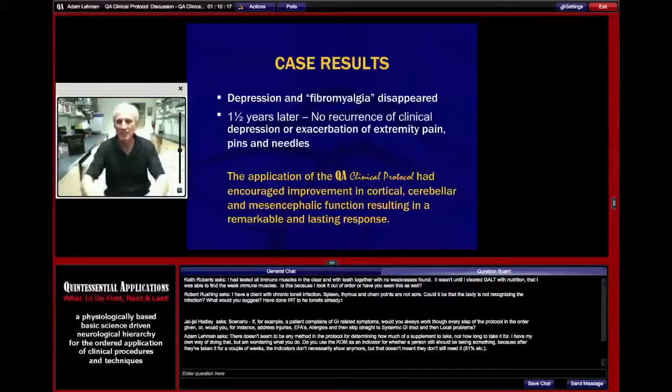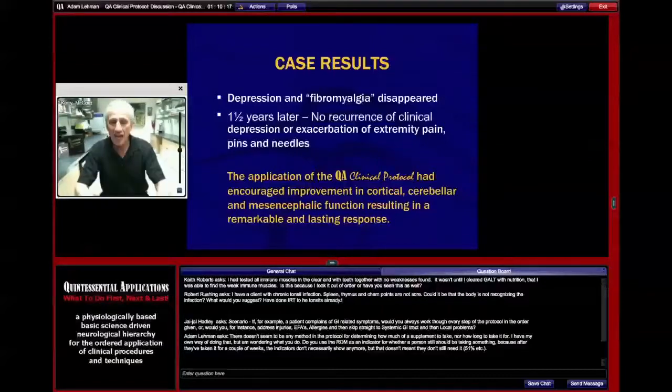Well, I treated that patient 2 days in a row, and after the first day, she already felt that her fibromyalgic issues were 75% reduced. By the next day, her depression and fibromyalgia had disappeared. She asked to drive home. Her husband was shocked. And 1.5 years later, in a phone conversation with the patient, there had been no recurrence of clinical depression or exacerbation of extremity pain, pins and needles.